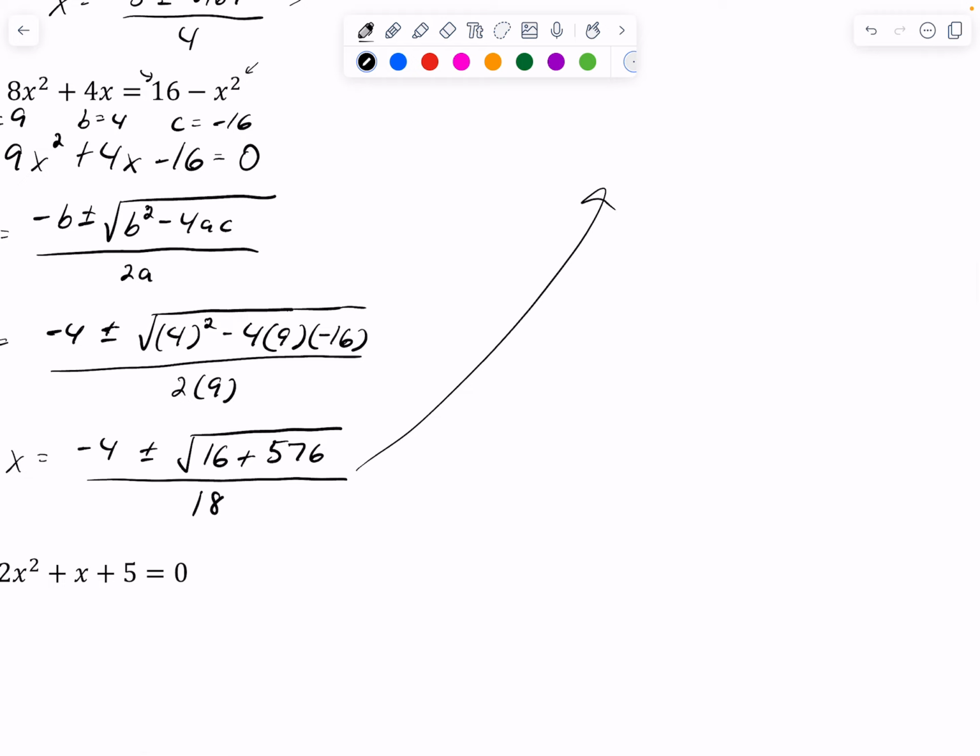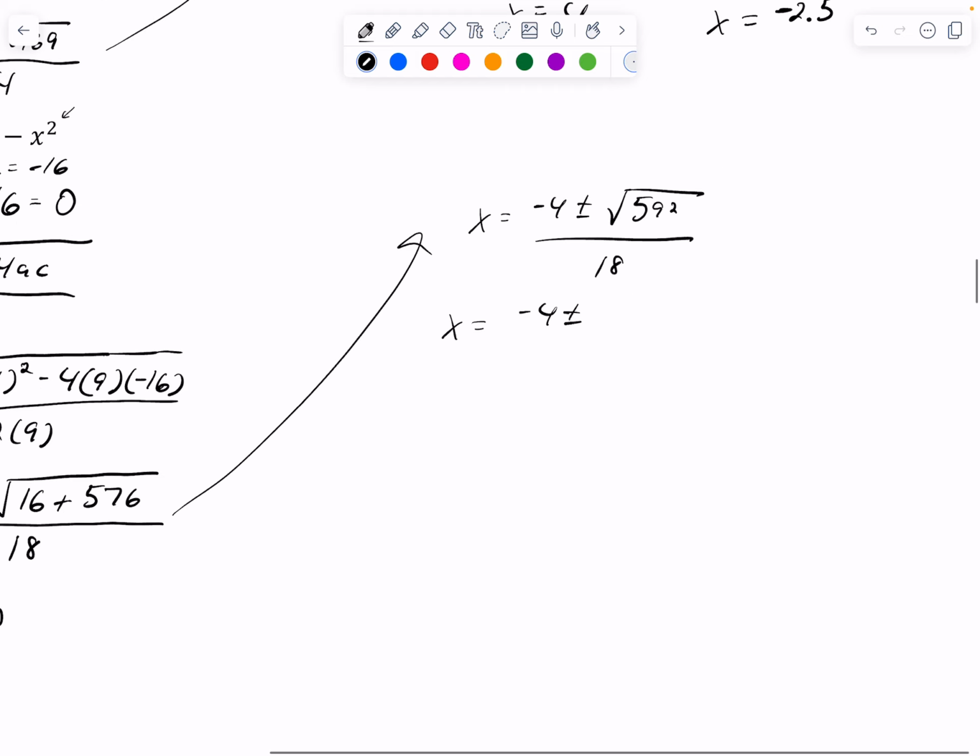Continuing, I get x equals negative 4 plus or minus, that's going to be 592. I don't think that's a perfect square. I don't know for sure. But if I do some factoring over here, 592 can be divided by 2. Let's see, 592 divided by 2 is 296. Divide that by 2, you get 148. Divided by another 2, you get 74. Divided by 2, you get 37.